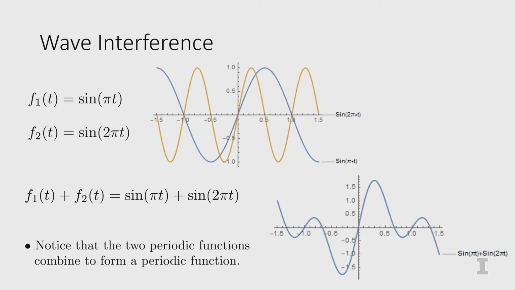Something to notice here is that this function itself is periodic. It doesn't look like a sine function, but in fact it is periodic, because you start, there's one cycle, and then it would repeat again. It's not obvious, but if you look carefully, it's a periodic function. So what we observe here is that when we add two periodic functions together, we get another periodic function. Now, is this a coincidence?